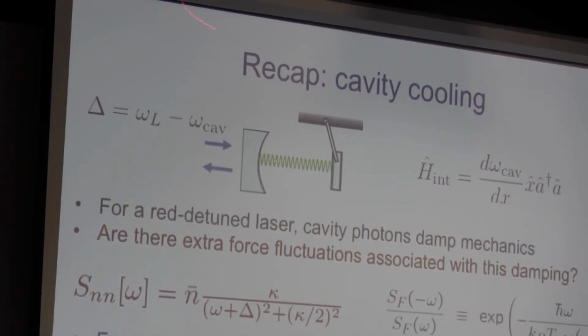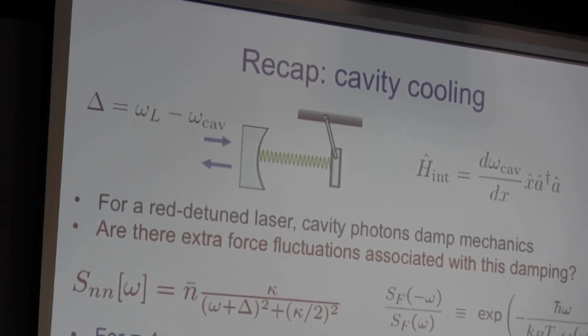And then the idea was, well, look, if I can get damping without any extra force fluctuations, that's a way to get cooling. But then the question is, how do I know that there aren't any force fluctuations associated with that radiation pressure force? Asking whether there are force fluctuations associated with the optical damping is the same thing as asking, from the point of view of the mirror, how hot are the cavity photons?